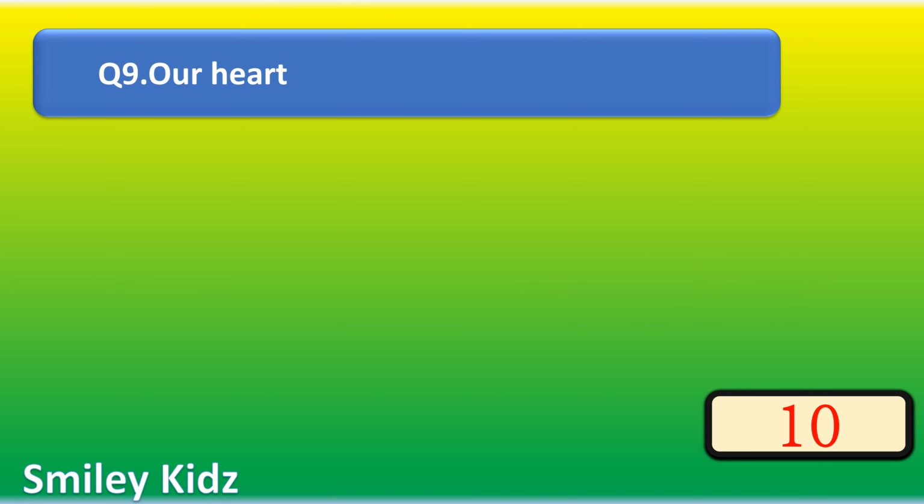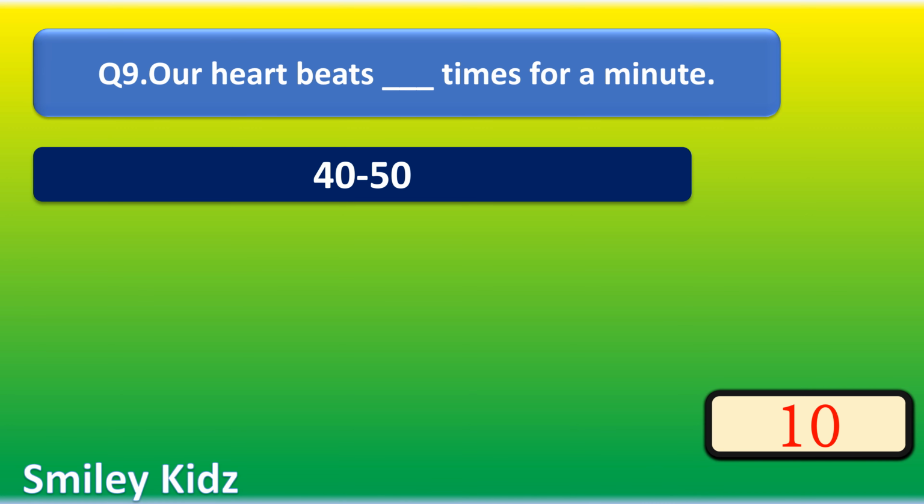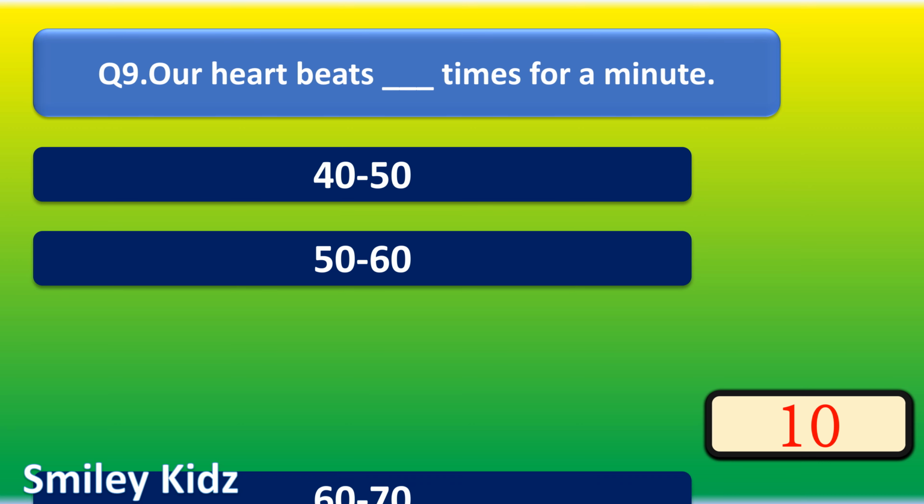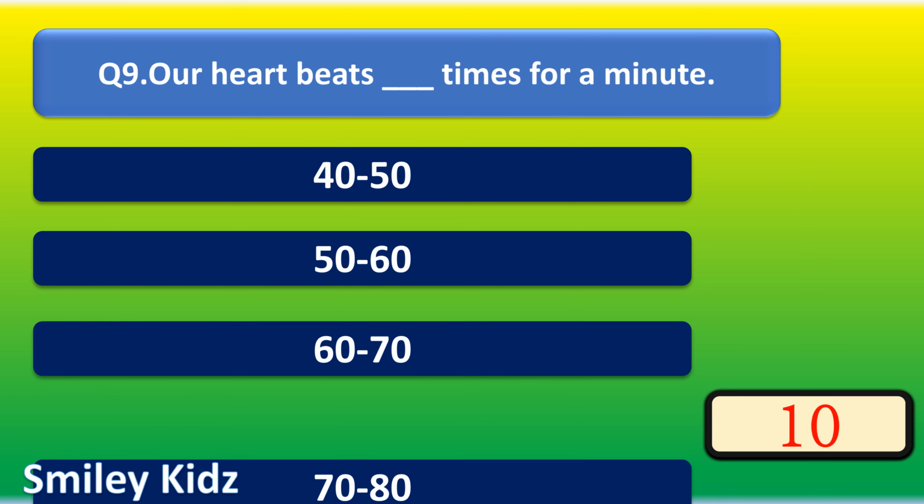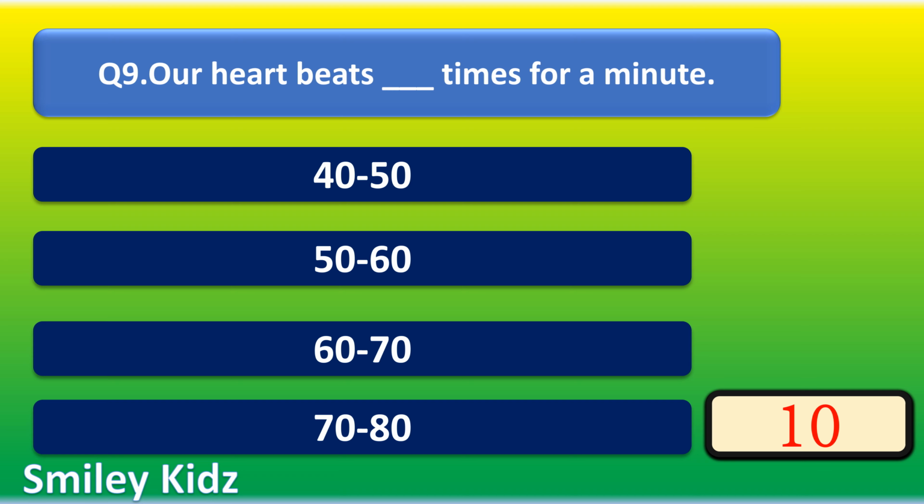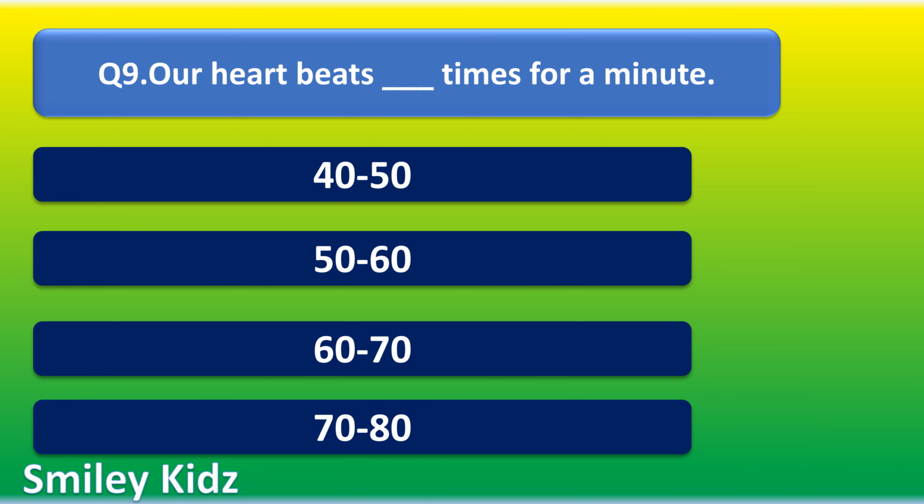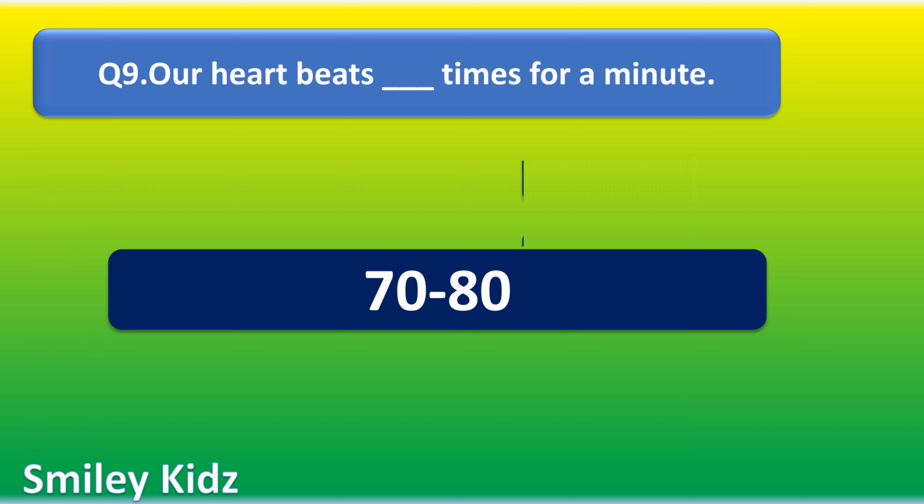Moving to question number 9. Our heart beats dash times for a minute. Option A 40 to 50, option B 50 to 60, option C 60 to 70 and option D 70 to 80. Your time starts now. Your time is up. And the right answer is 70 to 80. Our heart beats 70 to 80 times for a minute.